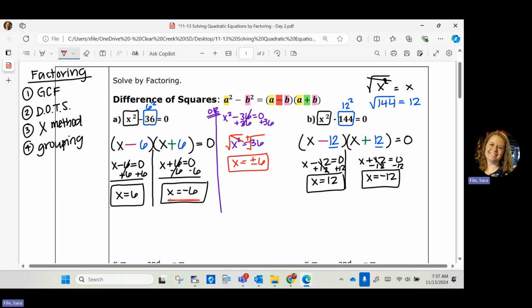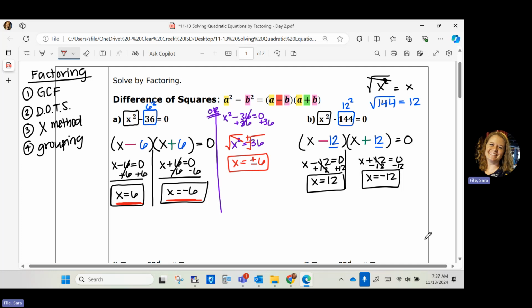Aren't those the same two answers we got doing it this way? We just got them separately. So when you have only a single x term, you can solve it this way by isolating the x. Okay, the tricky thing is if you forget the plus or minus, you're going to be missing one of your roots, one of your solutions. Okay, so using the difference of squares factoring method guarantees that you see there are two separate factors. So you have two solutions.